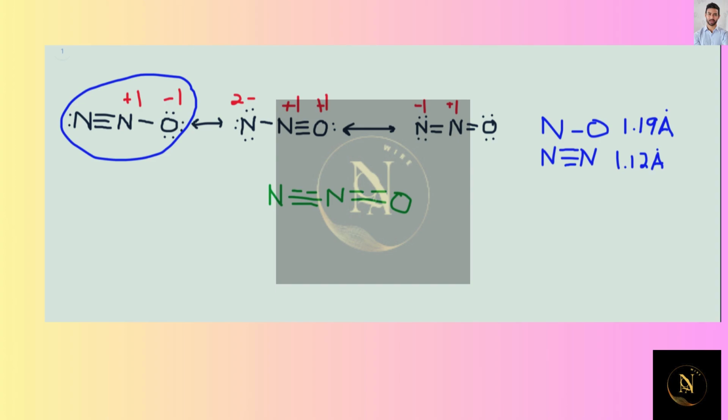So the NN bond length for N2O is 1.12 angstroms. It's longer than the NN triple bond. And the NO bond is 1.12 angstroms, which is slightly shorter than the typical NO bond length, which now that I look at it, I think that might be a typo. I think that should be NO with a single bond as opposed to a double bond.